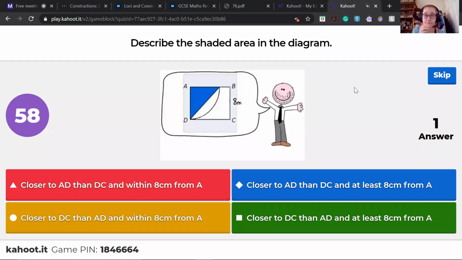Okay. Let's look at this one here. We've got a different type of locus here. Let's see.